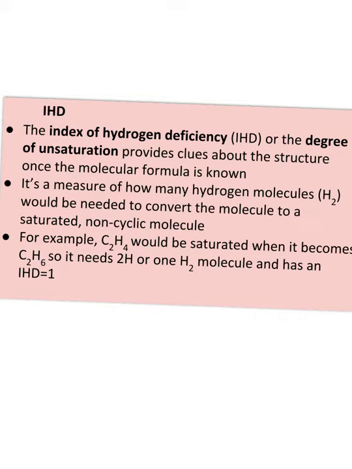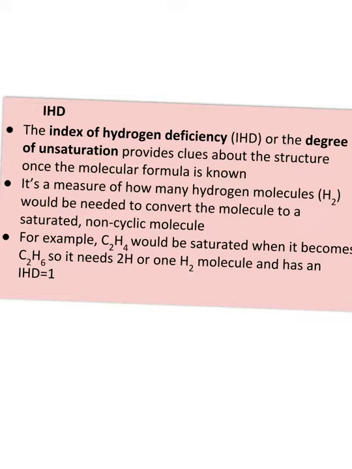Welcome. In this video, we're going to take a look at the idea of the index of hydrogen deficiency and also touch on IR or infrared spectroscopy. So the IHD, index of hydrogen deficiency, is also referred to as the degree of unsaturation and provides clues about the structure of a molecule once the molecular formula is known, because if you can add more hydrogen to a structure, it means it's got some double bonds or a cyclic structure.